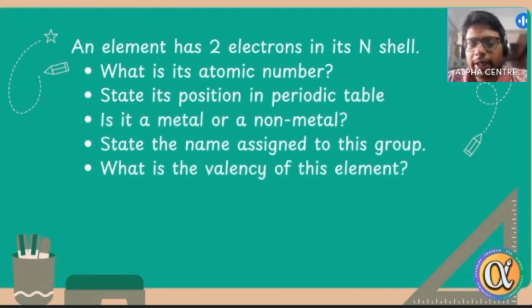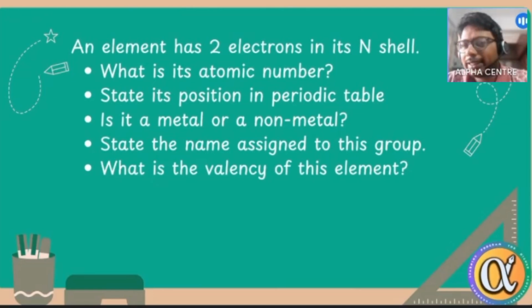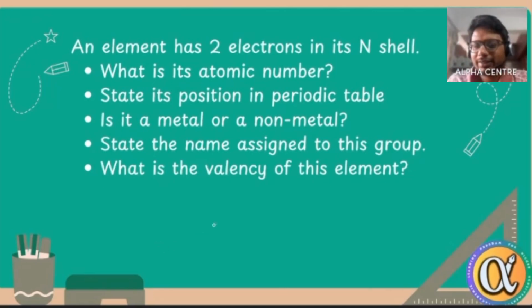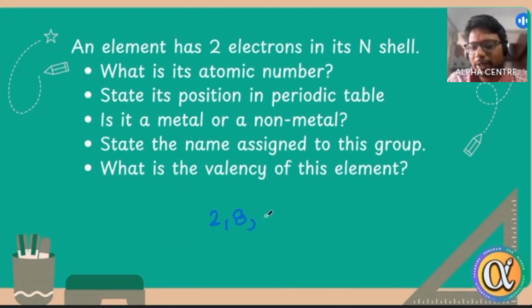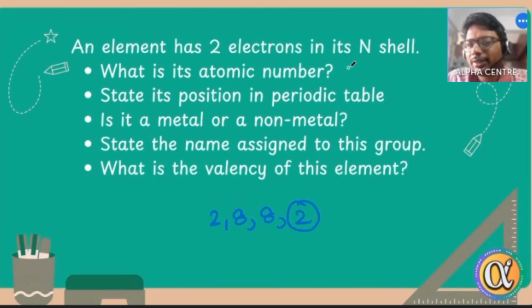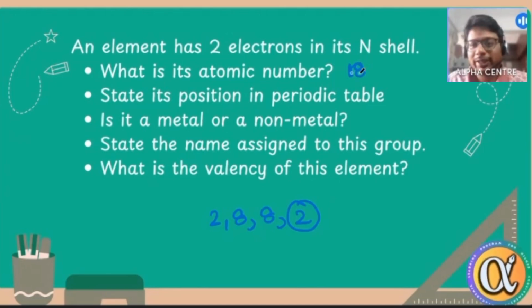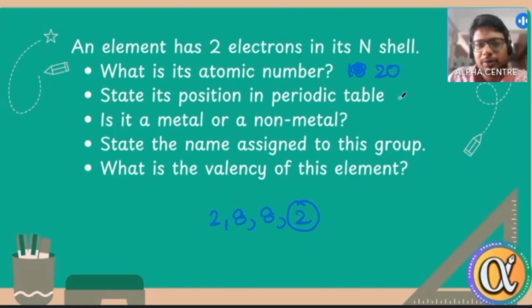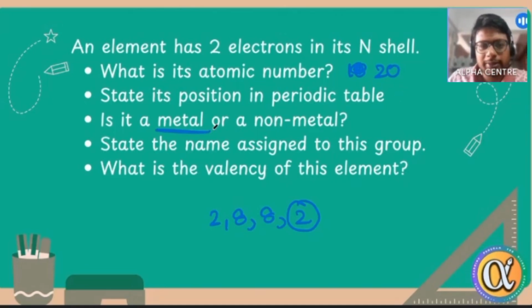An element has 2 electrons in the N shell. KLMN, the fourth shell. What is the atomic number? 20. The configuration is 2, 8, 8, 2, so the atomic number is 20, not 18. This is calcium. Is it a metal or non-metal? Obviously it is a metal.